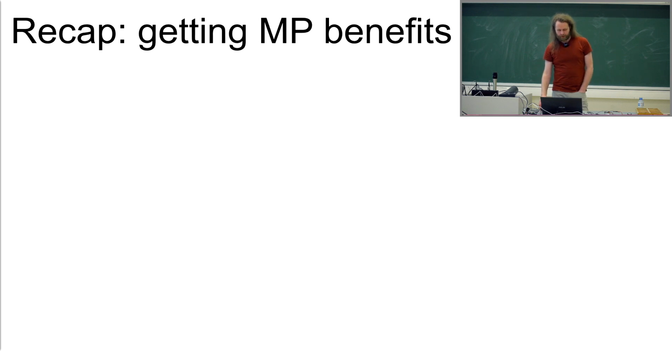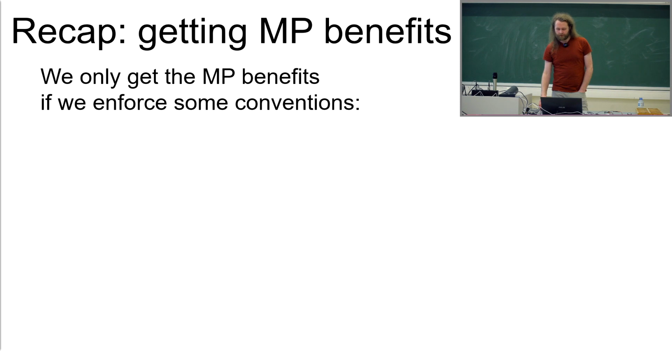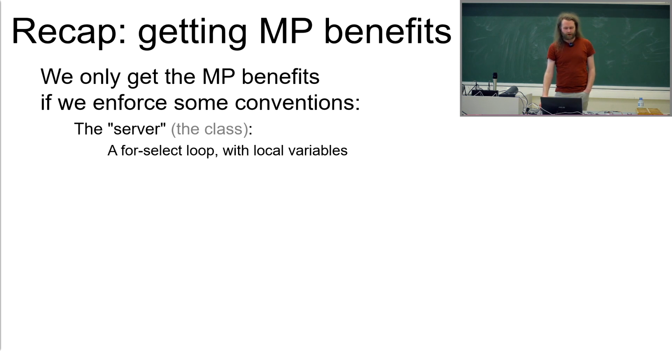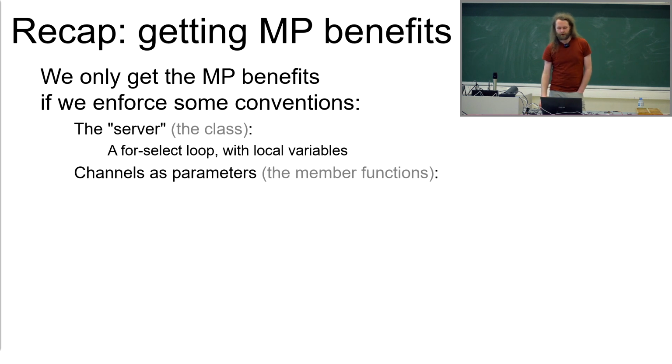Now there are some constraints to get these message passing benefits. We need to enforce a couple of conventions. One of those conventions is the server way of thinking. In order to get the unique ownership, you need somebody to be uniquely responsible. That's what the server is. Now you can think of this as a class in object-oriented programming. It contains a for select loop and it has local variables. So unlike a class, it actually does something. Classes don't do anything, they're just containers. And you can think of the channels into that server as the member functions of that server.